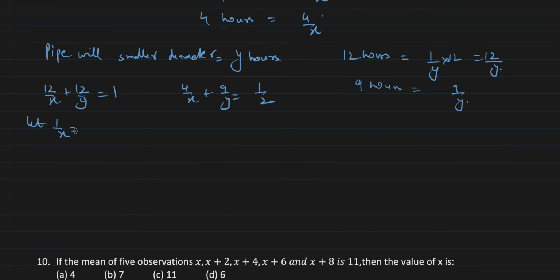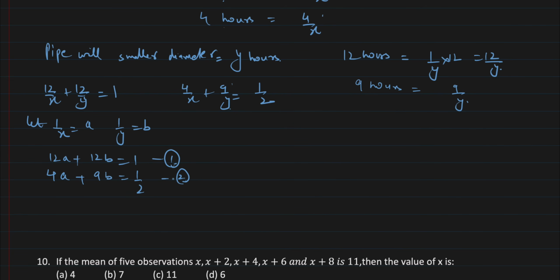Letting 1 by x be a, 1 by y be b. Okay, so your equation will change now. 1 by x is a, so 12a plus 12b is 1. That's your equation number 1. The second will be, now if you change it, 1 by x is a, so it will be 4a plus this will become 9b is half.